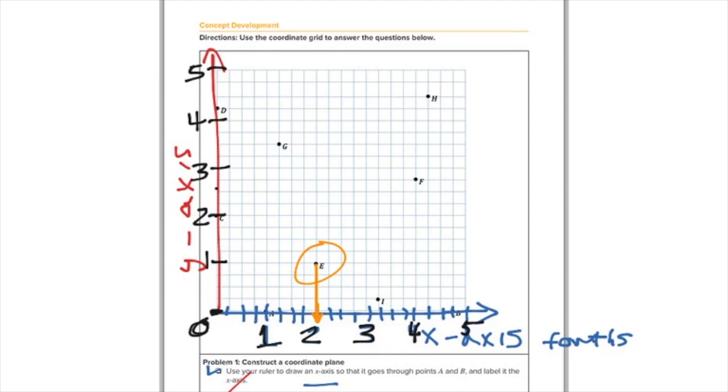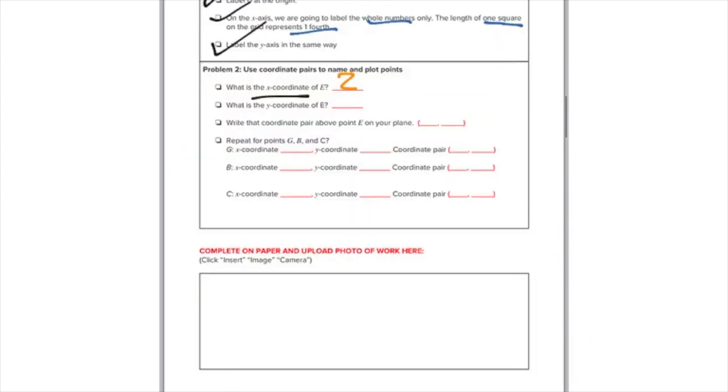What is the y-coordinate of E? Well, when I go across, where does it hit? It hits 1. Okay, 1. So the coordinate pair, again, we write the coordinate pair by saying x, then y. So my coordinate pair is 2, 1, and we use a comma to separate it.